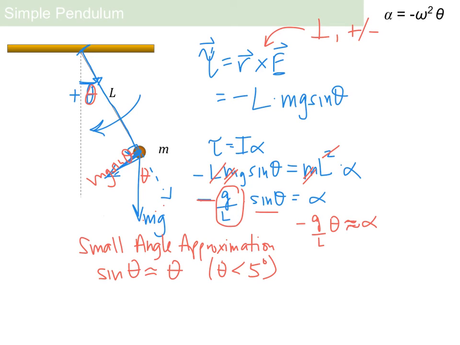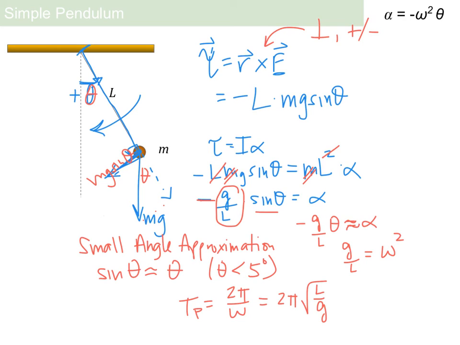But now I can go ahead and apply my idea. That means that g over L is omega squared. It relates to our rate of oscillation. Period equals 2 pi over omega. And so my omega is the square root of g over L. So I'll flip that over, and it's 2 pi times the square root of L over g. That's the period of a simple pendulum.